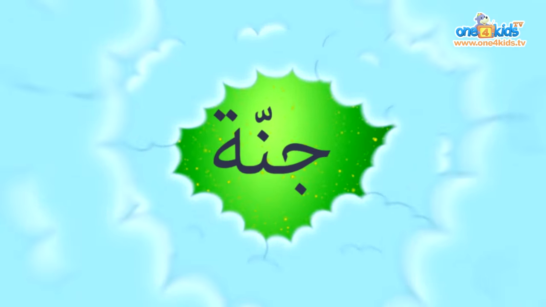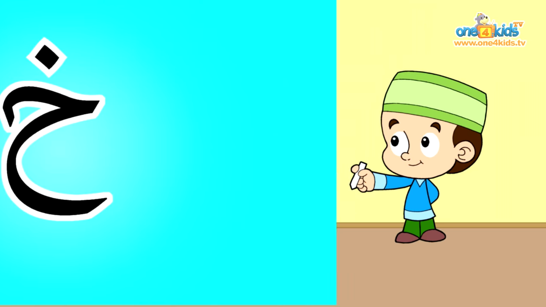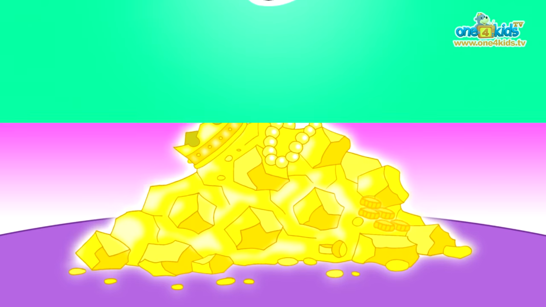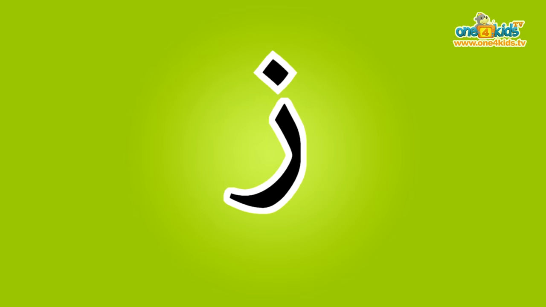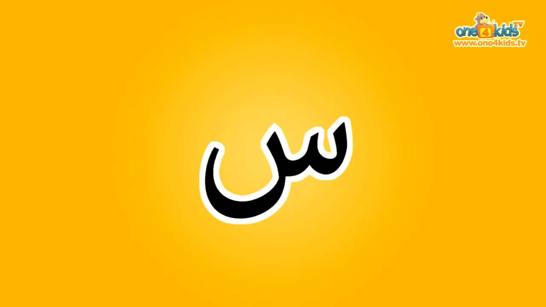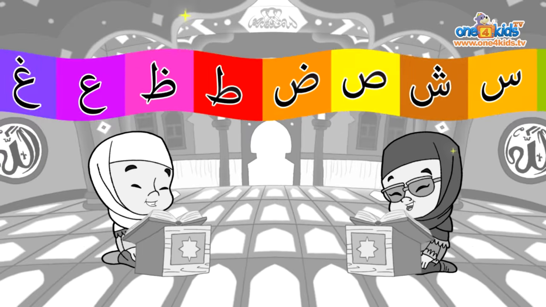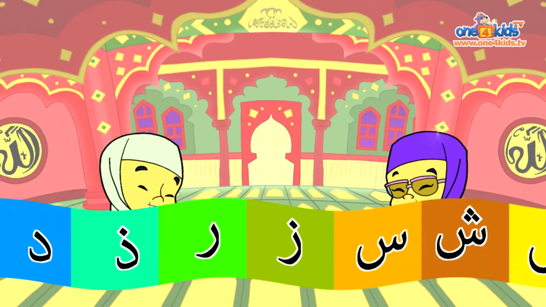Jim is for Jannah, Ha is for Hajj, Kha is for Khalid, and Dal for Dawood. Dhal is for Dhahab, Ra for Ramadan, Zay is for Zakat, and Sin for Salam.